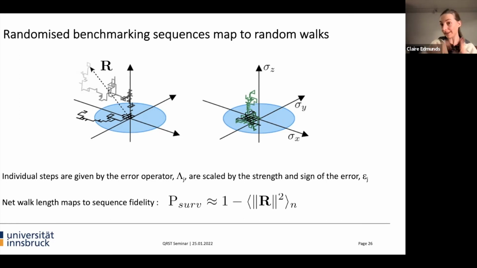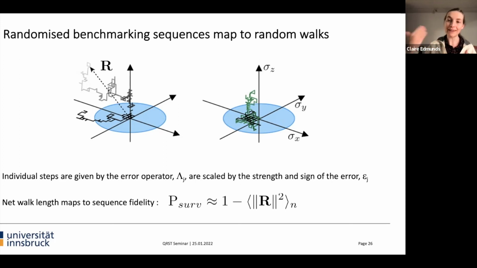So you get these random walks. And then for each noise realization, each actual realization of the error process, we're going to scale the steps of the random walk by the strength of the error that was present during that realization. If there's no noise, the walk shrinks to 0. If there's quite a lot of noise, the walk's going to be made quite a lot longer. We actually scale the steps by both the magnitude and the sign of the noise. So the steps can be flipped back on themselves.